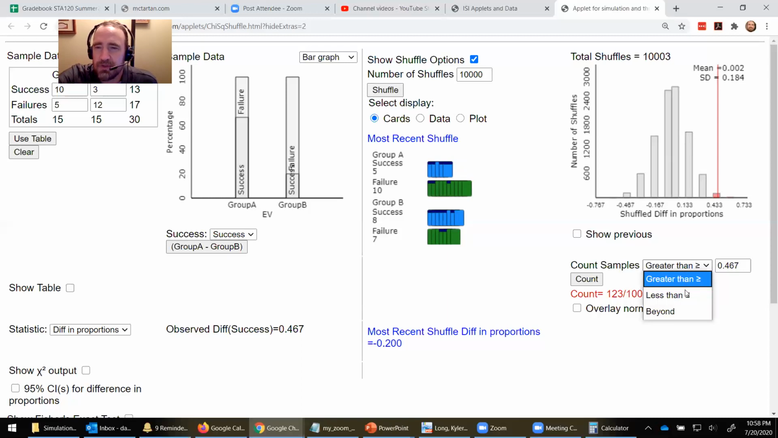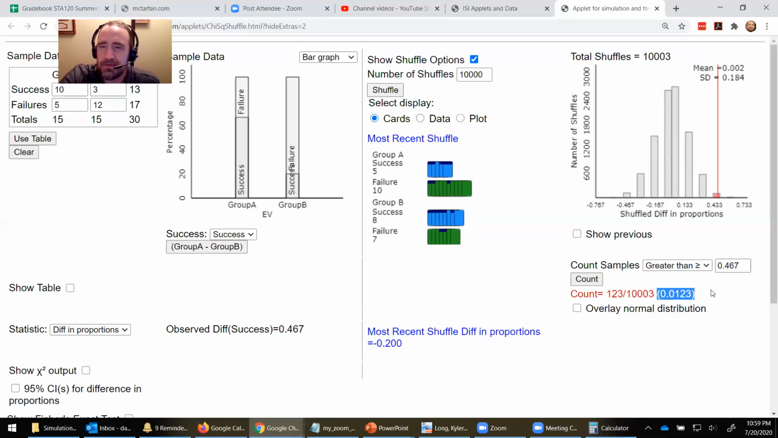How do I know which one of these I want? Greater than shows me everything above, less than shows me everything below, beyond shows me the two tails. Well, the way that I know which one to pick is I want this to match my alternate hypothesis. So here we said the alternative hypothesis is that it'd be greater than, because we expect to see more improvement if you're swimming with the dolphins. And here we have a number in red.